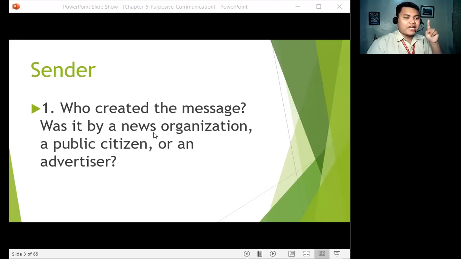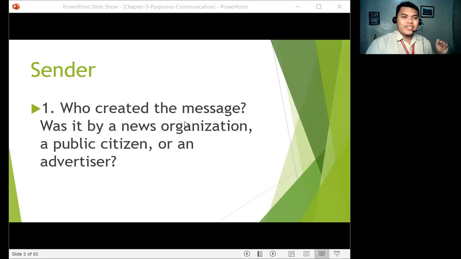First thing in mind, if we read or hear something or some news, we need to consider and ask ourselves, who created the message? So we need to identify who is the sender of the message. Was it a news organization, a public citizen, or an advertiser? So you need to identify those things.